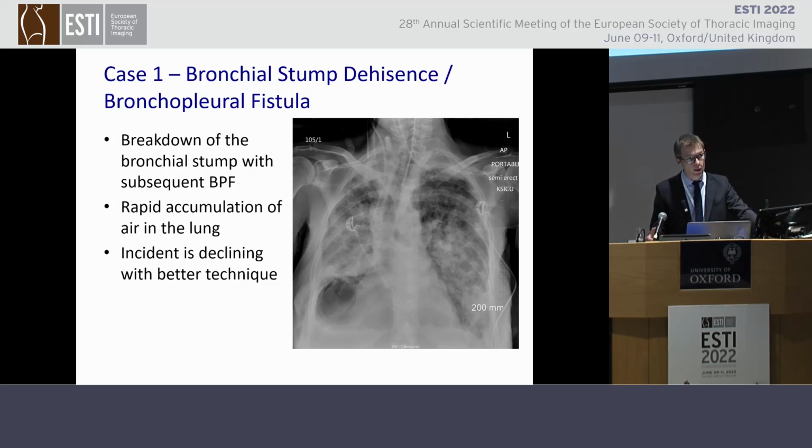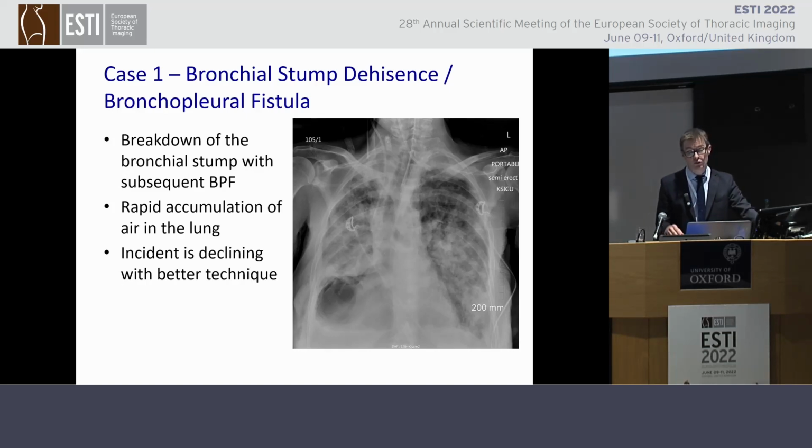Patients become quite unwell quite quickly because the air becomes very uncomfortable without a drain, and certainly in situ. If they have a drain in, you'll notice massive output from the drain increasing. Thankfully, the incidence is declining due to better surgical technique. When patients develop bronchial pleural fistula in the first week, that's usually due to poor surgical technique.